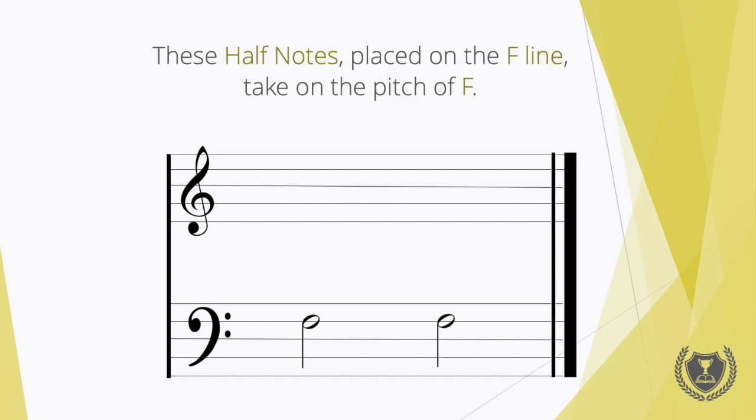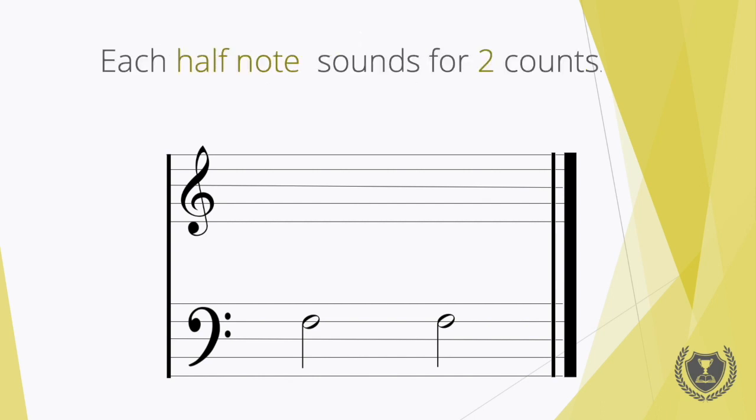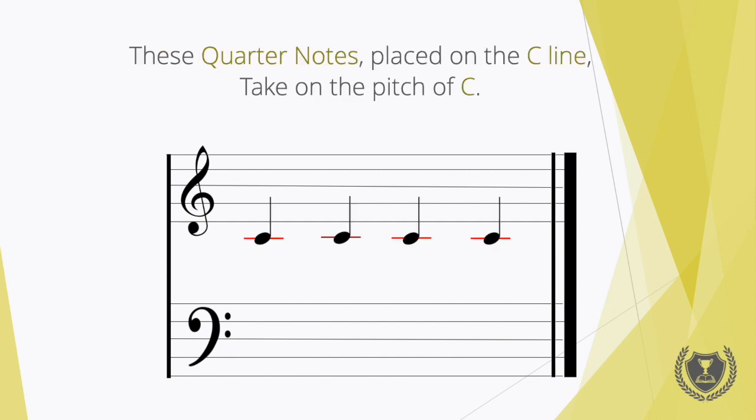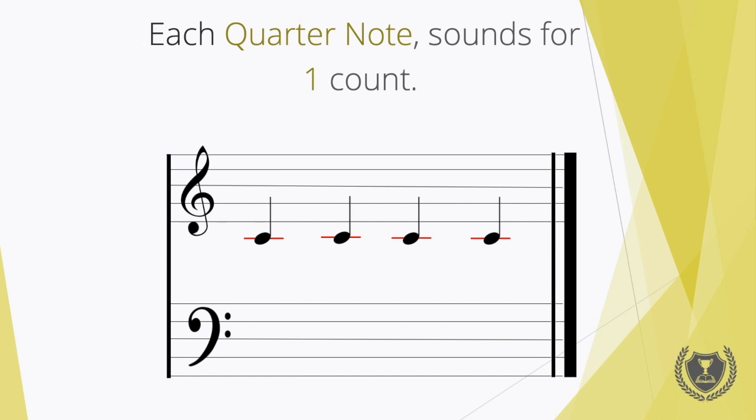These half notes, placed on the F line of the bass clef or F clef, will take on the pitch of F. Each half note counts for 2 counts. These quarter notes placed on the C line take on the pitch of C, and each quarter note sounds for 1 count.